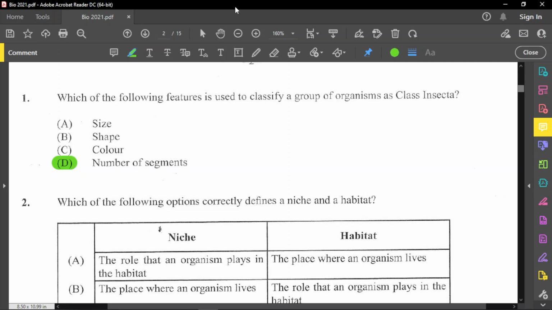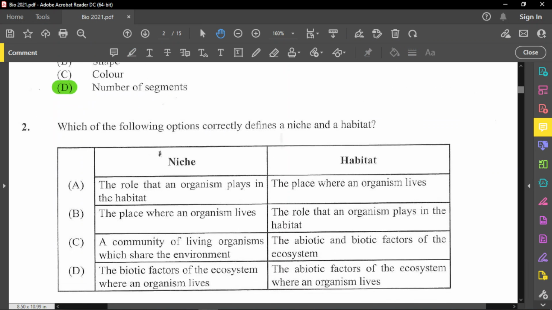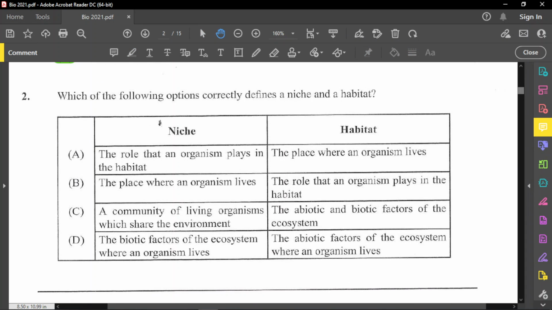All right, let's jump into question number 2. Question number 2 reads, which of the following options correctly defines a niche and a habitat? Now, a niche, let's look at option A. It said the role that an organism plays in the habitat, and definitely that is correct. So let's look at habitat, and it said the place where an organism lives, and absolutely that is also correct. So option A will be our answer.